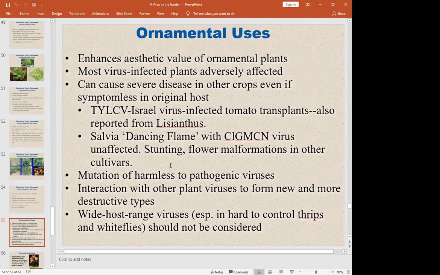Another question is, you talked about at one point incorporating the diseased plant quickly, and that led to a question from Dorinda. Is it okay to use a virus-infected plant in compost?